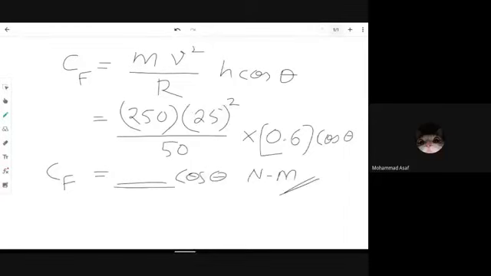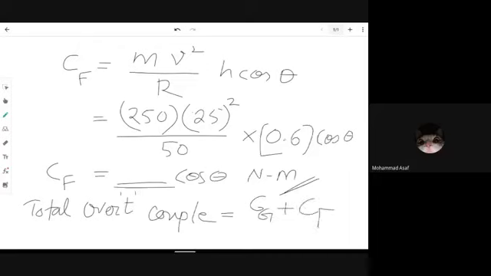So you can go for the total overturning couple. Total overturning couple means just add CG and CF. So again you will obtain some numerical value in terms of cos theta, in newton meter. This is the total value of the overturning couple.